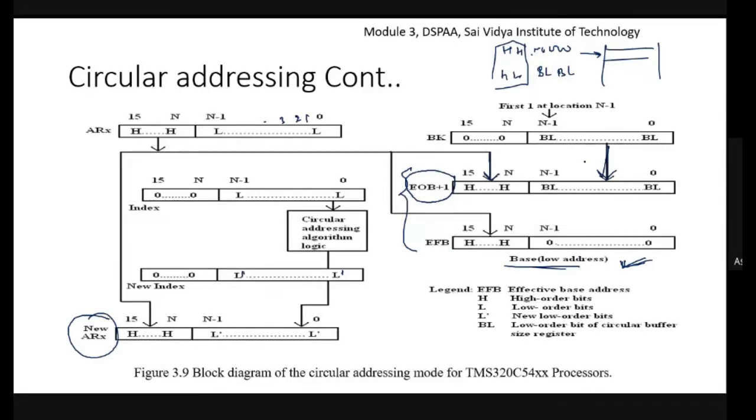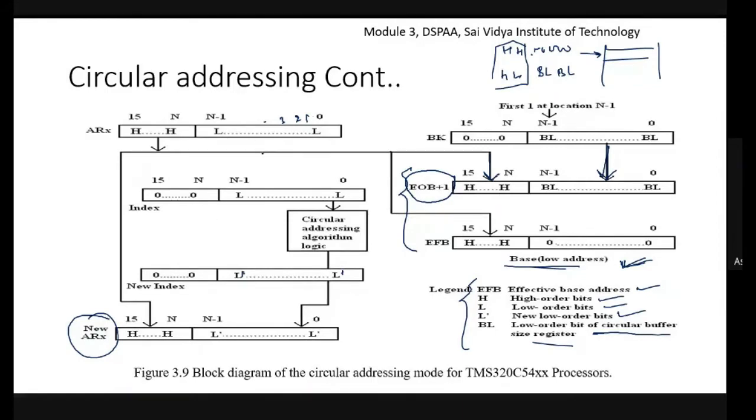So this is about circular buffer addressing. We have one problem; when I solve that problem, if you have any doubt, it will become very clear. Some legends we are using here: effective base address, higher order bits, lower order bits, new lower order bits, and lower order bits of the circular buffer size register. So this is the block diagram; try to remember it.